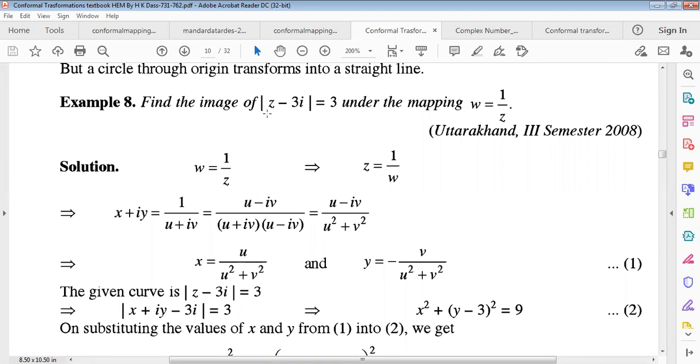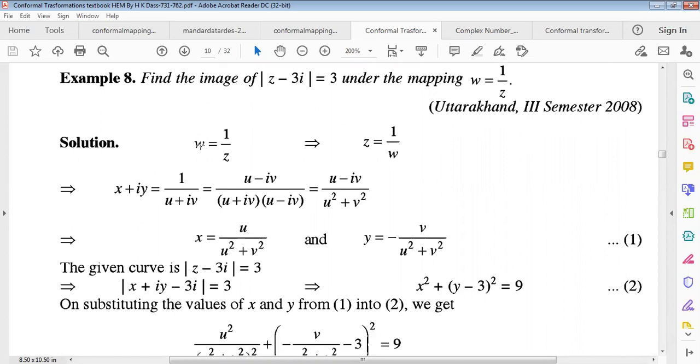Find the image of |Z minus 3i| equal to 3. Actually, this is the equation of a circle in complex number, in Z plane, under the mapping W equals 1 by Z. W equals 1 by Z is given. Z equals what? 1 by W.